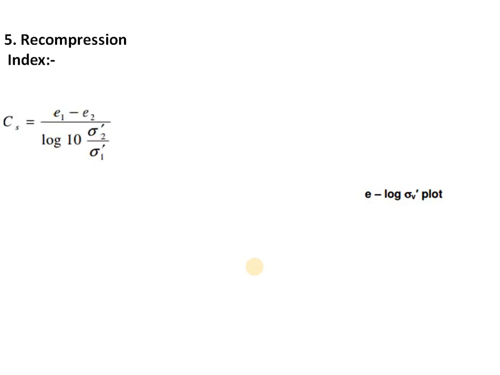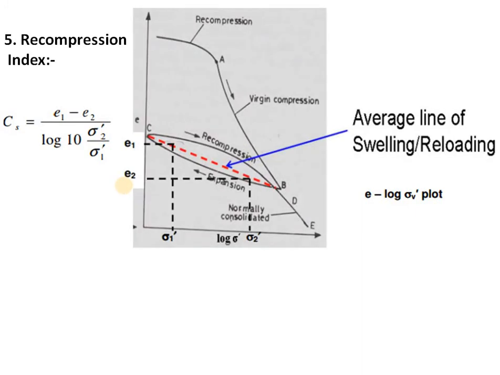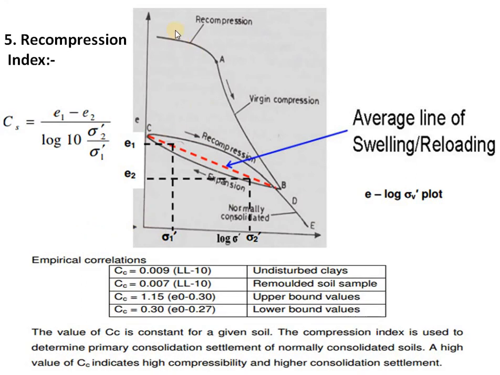The recompression index Cs is given by this formula, and then if you are having such a condition, the plot shows the initial stage recompression, normal consolidation, when load is removed, again recompression will take place, and again the loading is considered, and again normal consolidation will take place. So this plot is calculated by this curve with respect to the C and B line, plotting e1, e2, sigma 1 dash and sigma 2 dash.